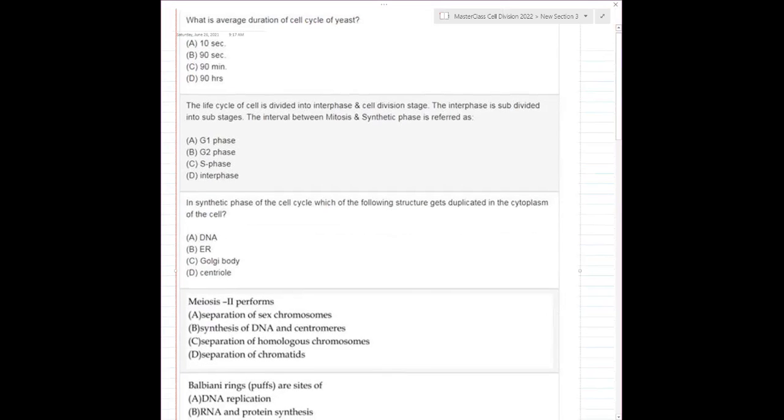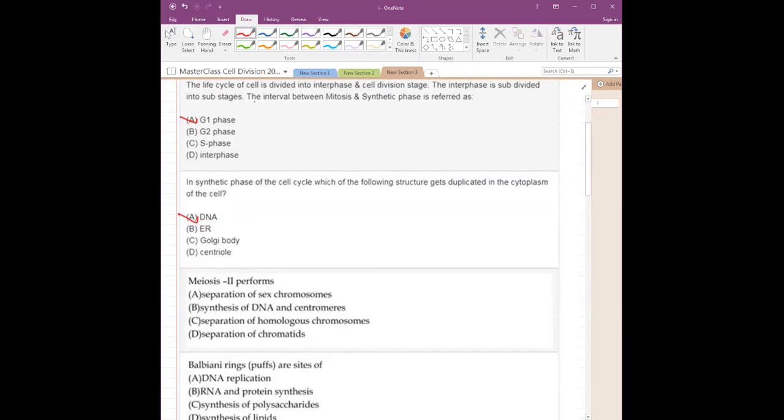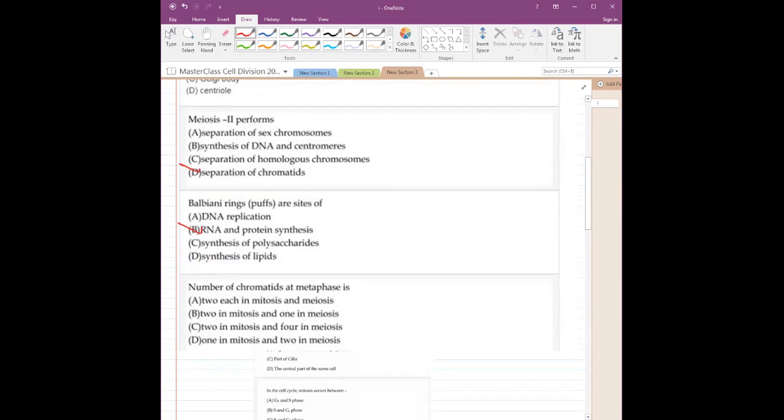Okay. So once again, first one was 90 minutes. This was your G1 phase. Then this is your DNA. Then meiosis 2 helps in the separation of chromatids. Balbiani rings: RNA and protein synthesis.